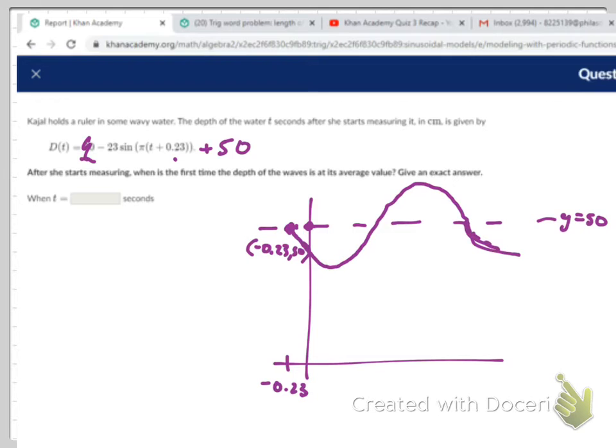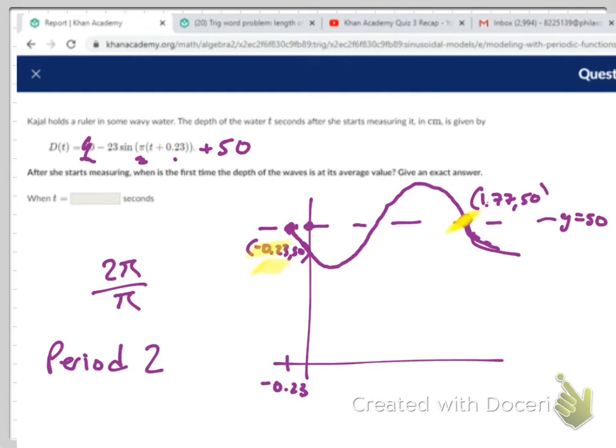I don't know much else about it. Well, I could figure out the period based off pi, so actually that's easy, 2 pi over pi, like we did on the previous problem. The period is going to be 2. So that means it's going to hit here at just 2 more than the negative, so that'll be 1.77. I hope my math is right there. I'm pretty sure it is, because that'll be a period of 2.